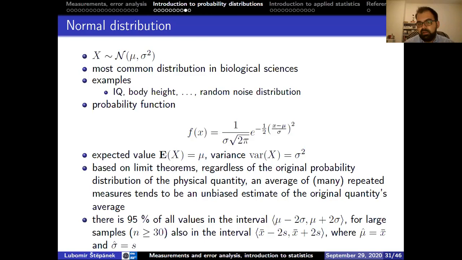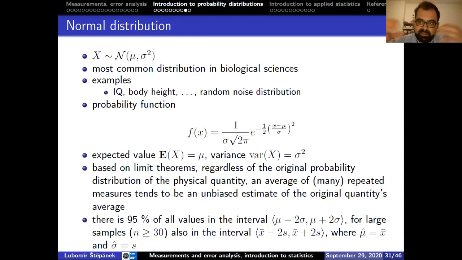So regardless of the original probability distribution or the physical quantity, it's important to assume this, because sometimes we are going to measure something very complex, and it's even more typical for biophysics, because in biophysics there are many complex variables and quantities, which are based partly on biology, partly on biological properties of the human body, partly on some theoretical physics, or some interaction between these two matters.